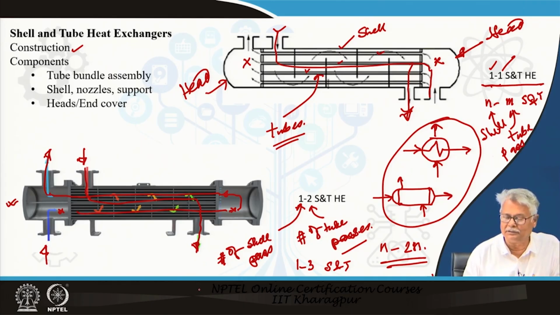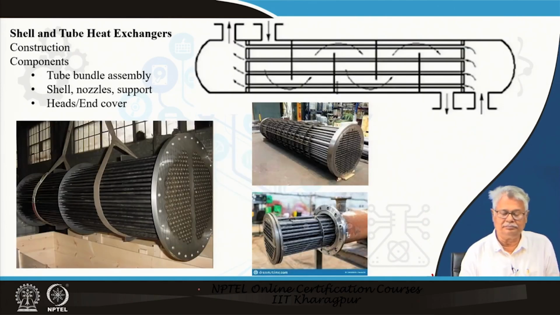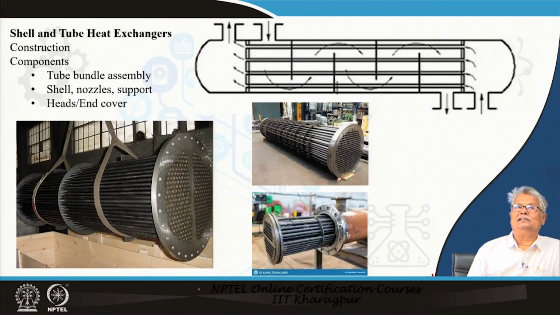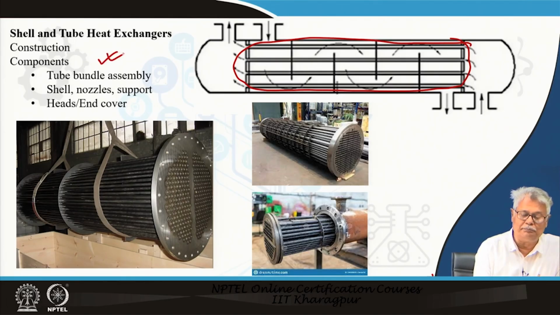Now, let us see if we have 2 shells. But before that, let us look at the other components. It is the same diagram that we have here. I have already mentioned, there are tubes which are fitted to 2 circular discs which are called tube sheets, and the entire assembly is called a tube bundle assembly. What are the components of a tube bundle assembly? We will see just after this.